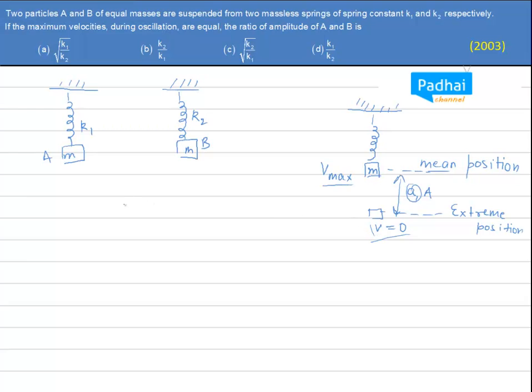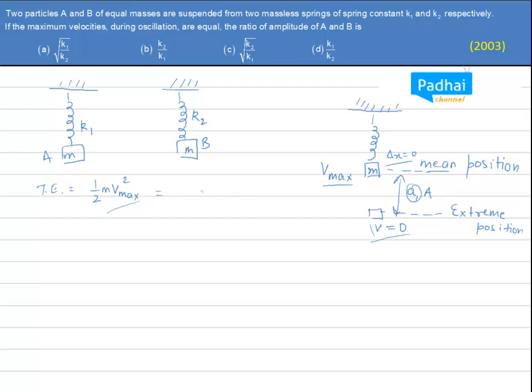Now, we know that at the mean position, the extension delta x will be zero. That means at that point, the total energy will be equal to half m Vmax square. Since energy is conserved, what will be the energy at the extreme position? At the mean position, the total energy is half m Vmax square because delta x is 0, which means half k delta x square is 0.